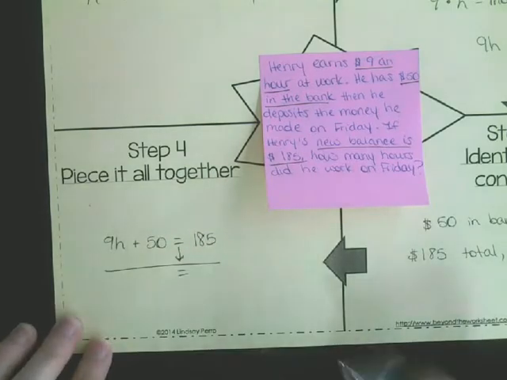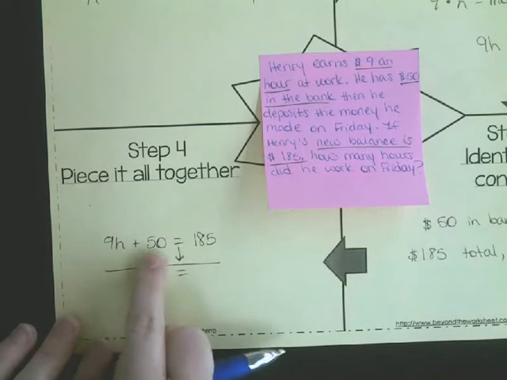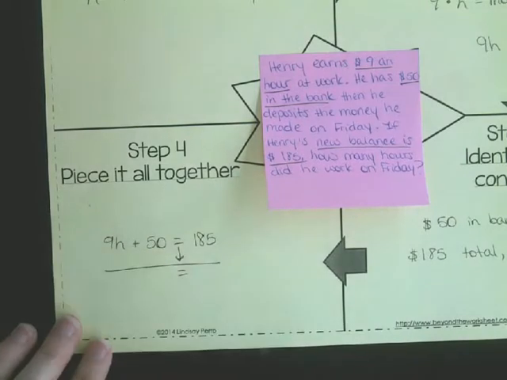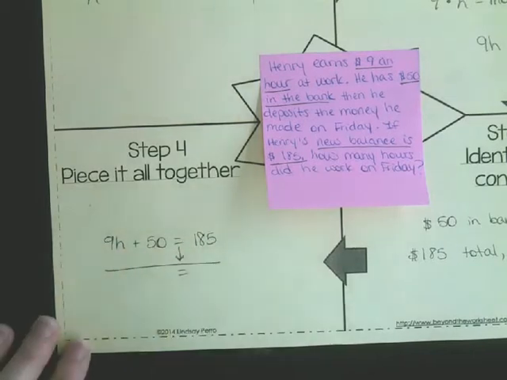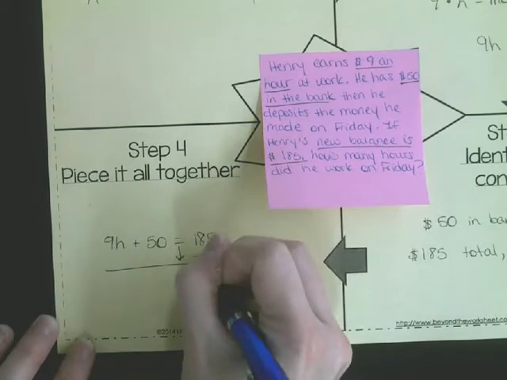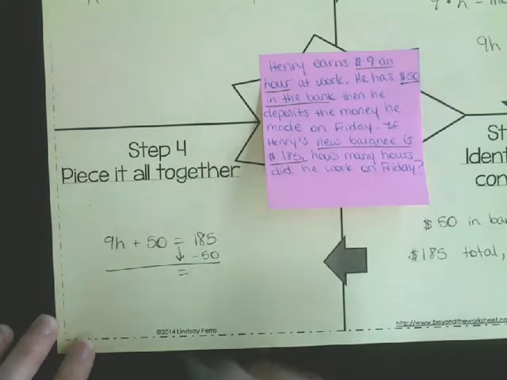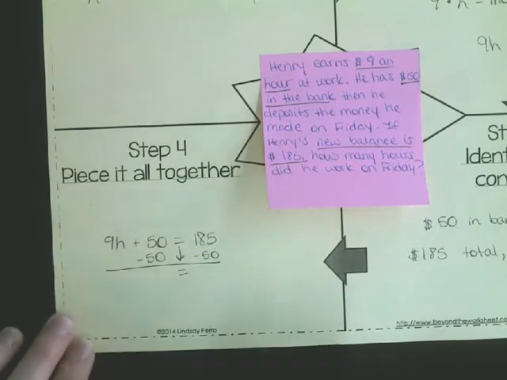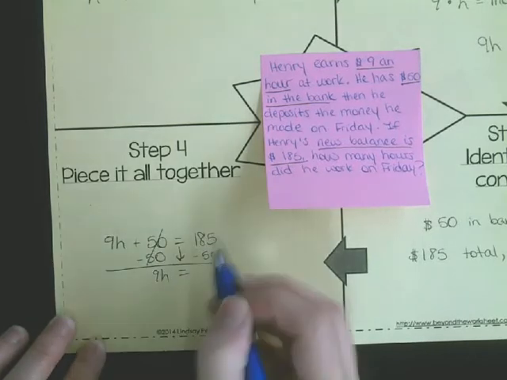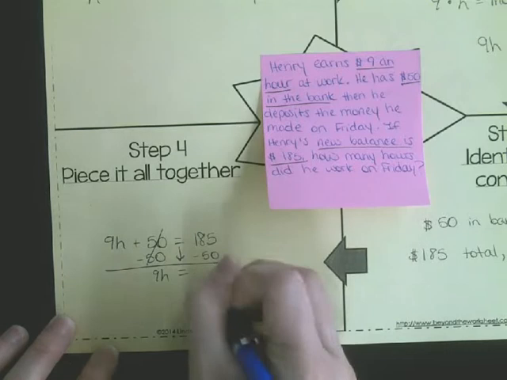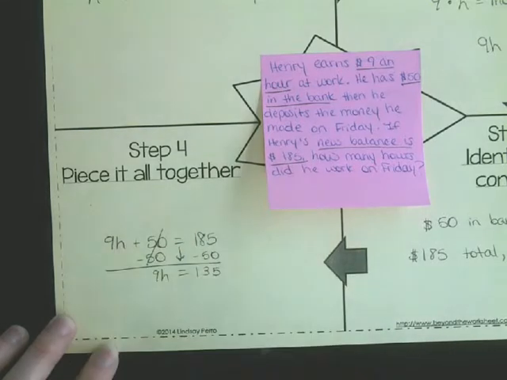Now, I want to get rid of the plus 50 first. So since we're adding 50, I need to think of the inverse of that, and that would be subtracting 50. I can also think of it like some unknown amount plus 50 equals 185. So I have to subtract 50 from 185 to find that amount. So I'm going to subtract 50 on both sides. I know that cancels, so I'm just left with 9h on the left. On the right, I need to do 185 minus 50, and that would be 135.